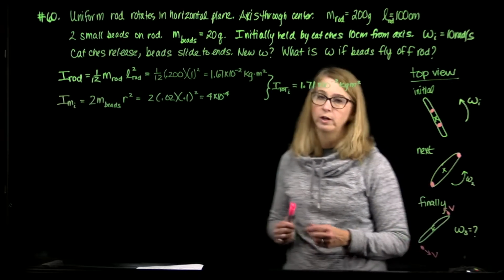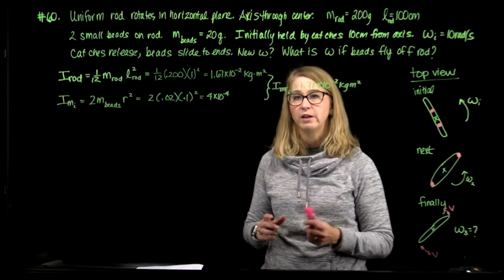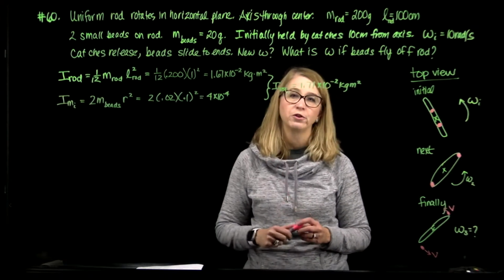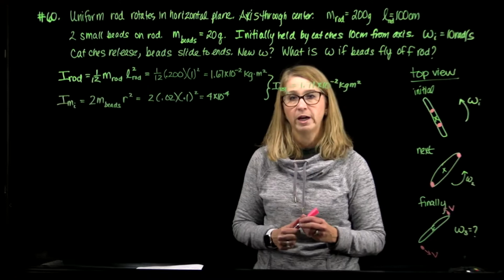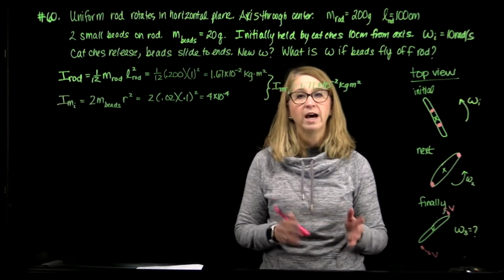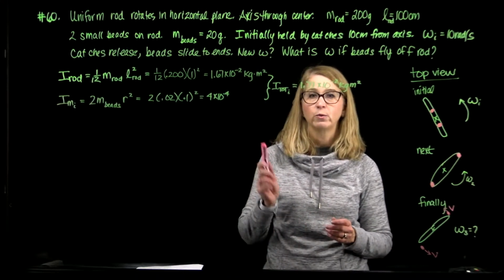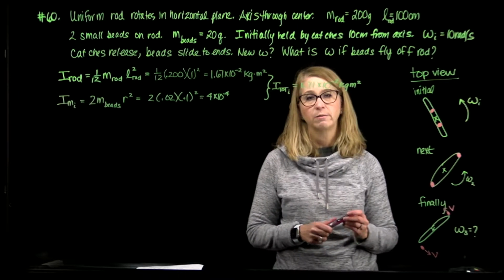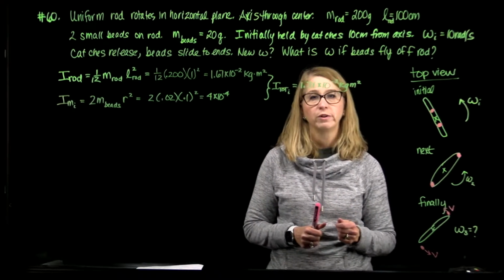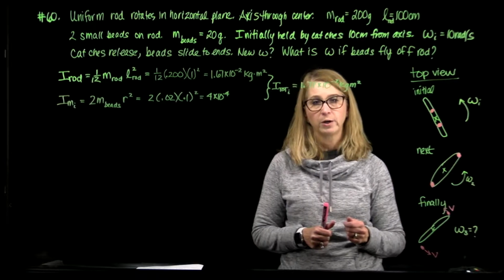I did a little work ahead of time to save us some time. I found the moment of inertia of the rod when it rotates about the axis in its center. That is not going to change. It's 1.67 times 10 to the minus 2. The units of moment of inertia are kilograms meters squared.